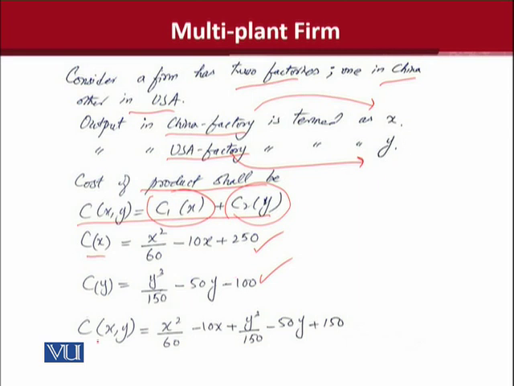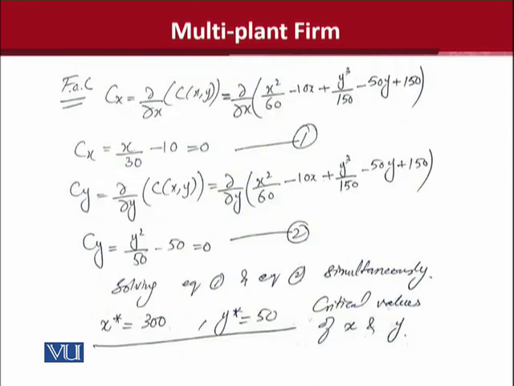So now we can sum them up ताकि हमारे पास total cost of production हो जो कि US और China दोनों plants के cost of production का मजमुआ है. आपको पता है whenever we are optimizing, we need to find out the first order condition and second order condition. So let's start with the first order condition. ये हमने first order condition को start किया.